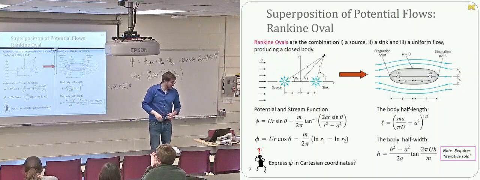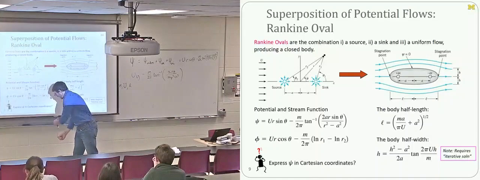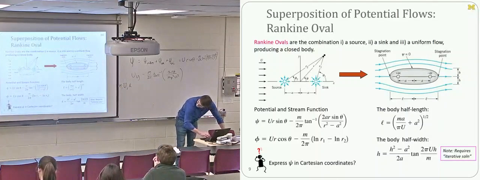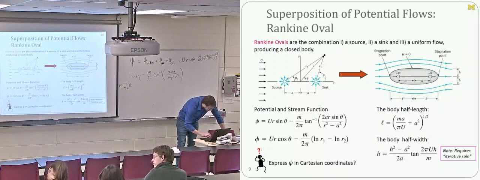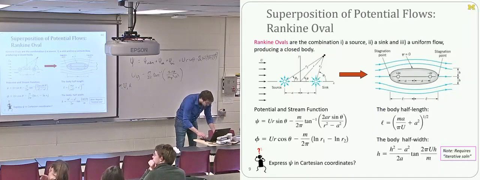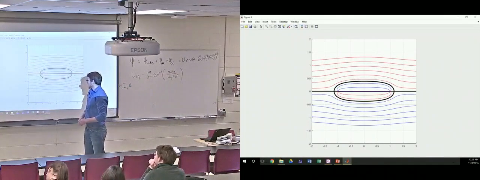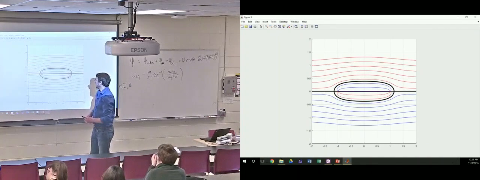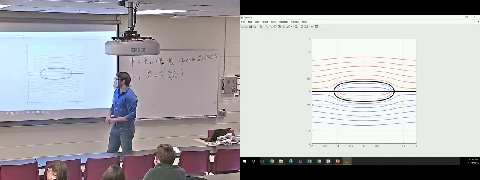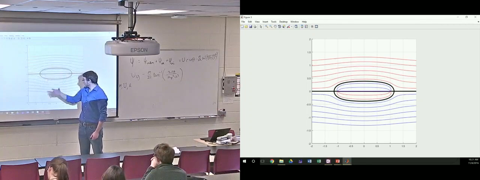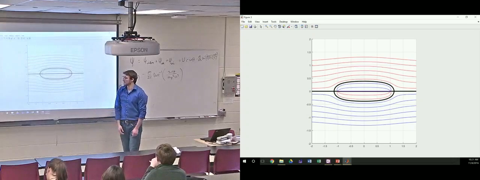Okay. In the same vein, go add another MATLAB script that does flow around a Rankine oval. Once again, in this case, I just plugged in a value of m and u, and what we get out are the functions with half body widths and half body lengths that are functions of those respective values.